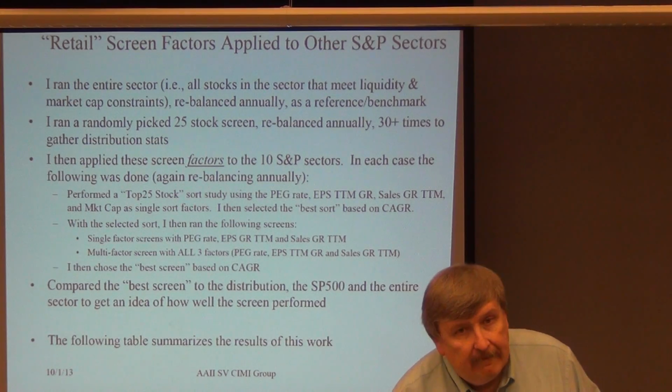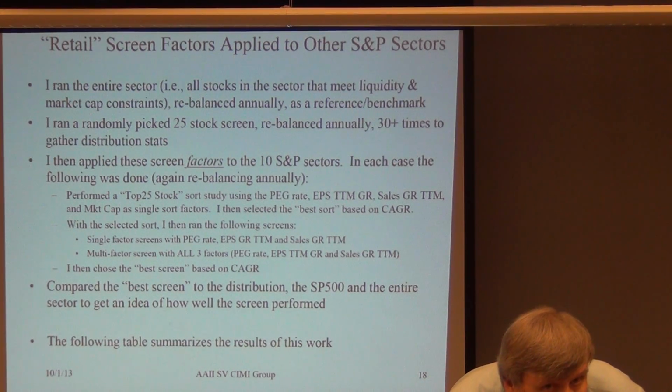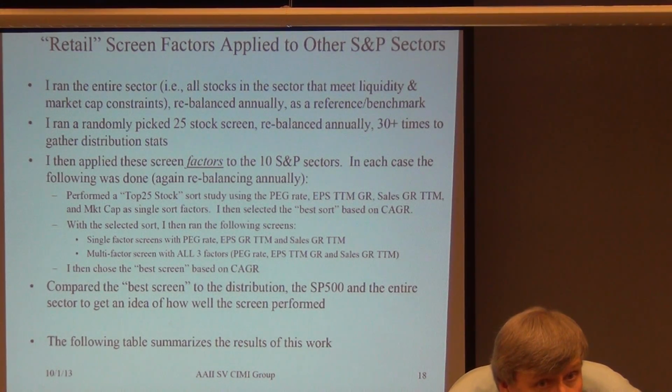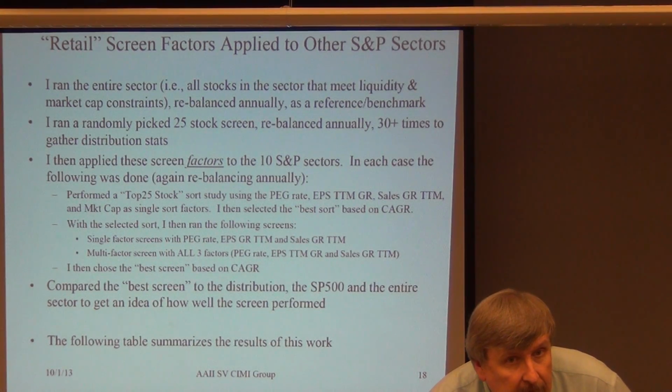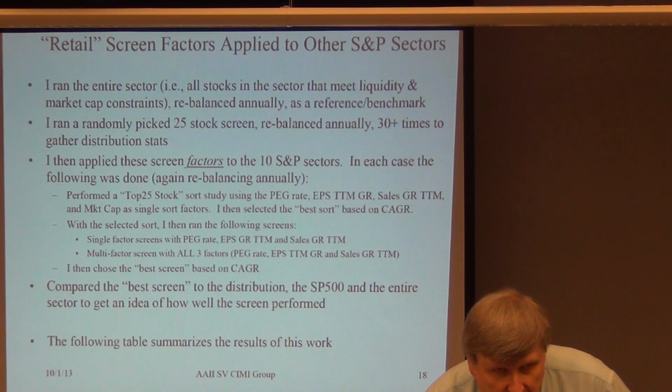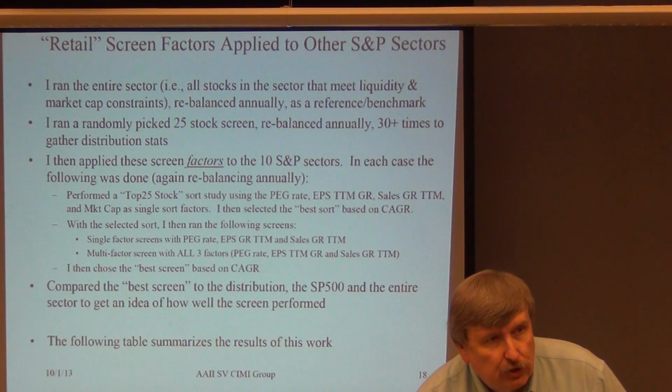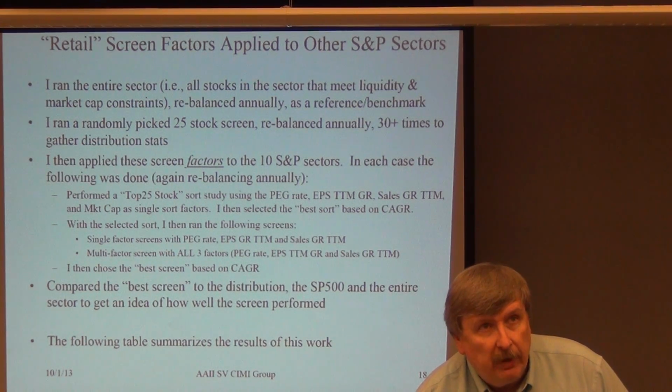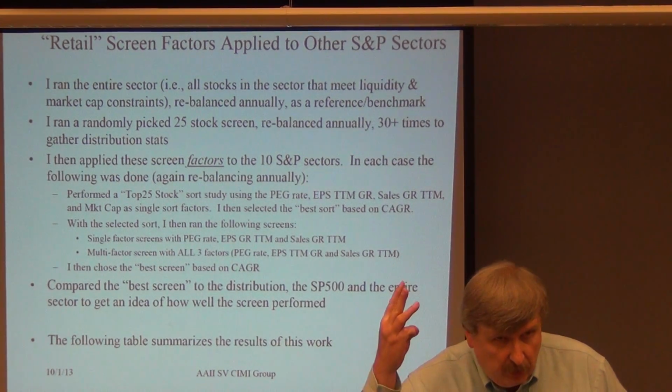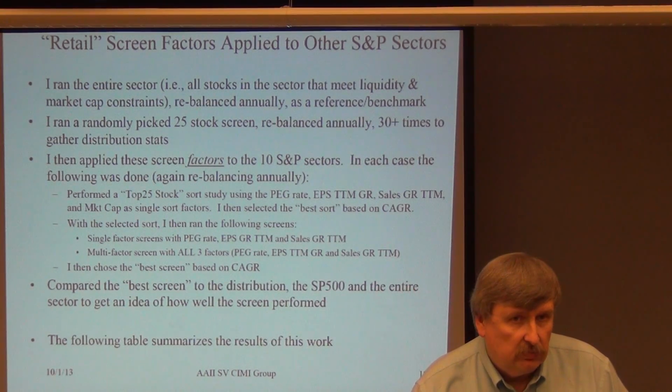Did you end up doing, you didn't treat each sector the same, right? Pardon? You had a slightly different optimum method for each of the 10 sectors? That's right. So essentially I'm finding the best sort and the best screen of these three factors for each sector, okay?